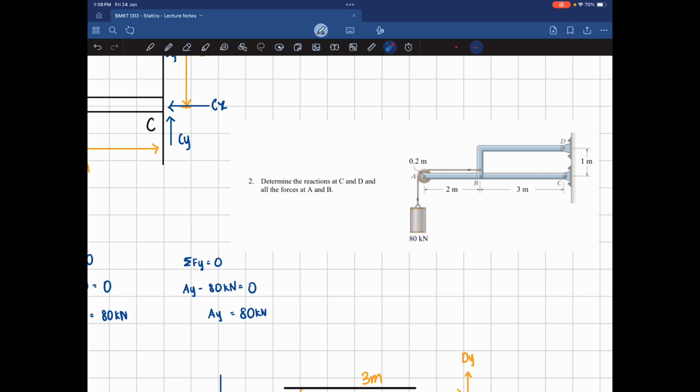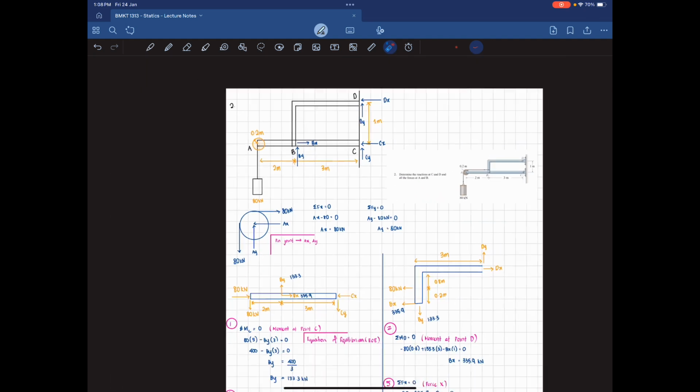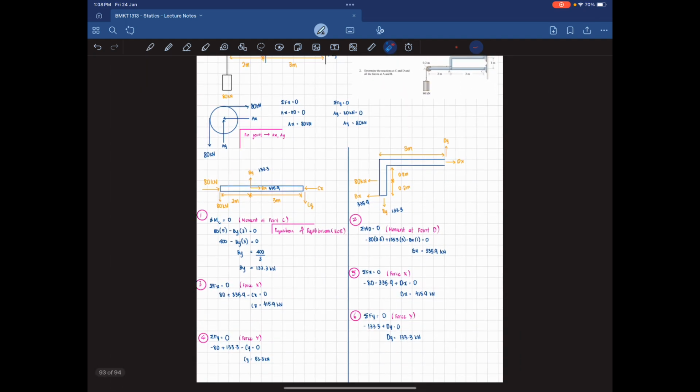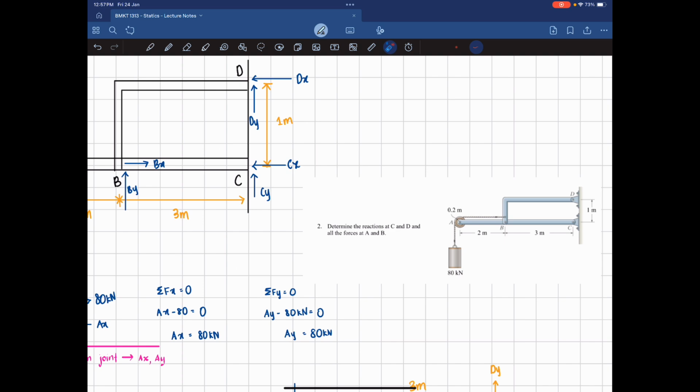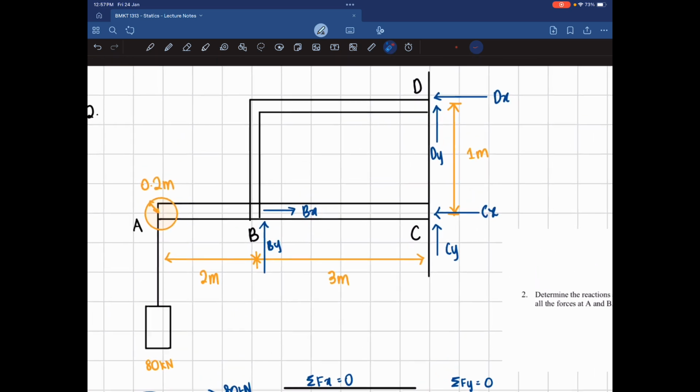The three main equations of equilibrium are sum of moment equals 0, sum of Fx equals 0, and sum of Fy equals 0. That's what we used in order to solve this question and determine the reactions at C and D and all the forces at A and B. And we've resolved this into an FBD.